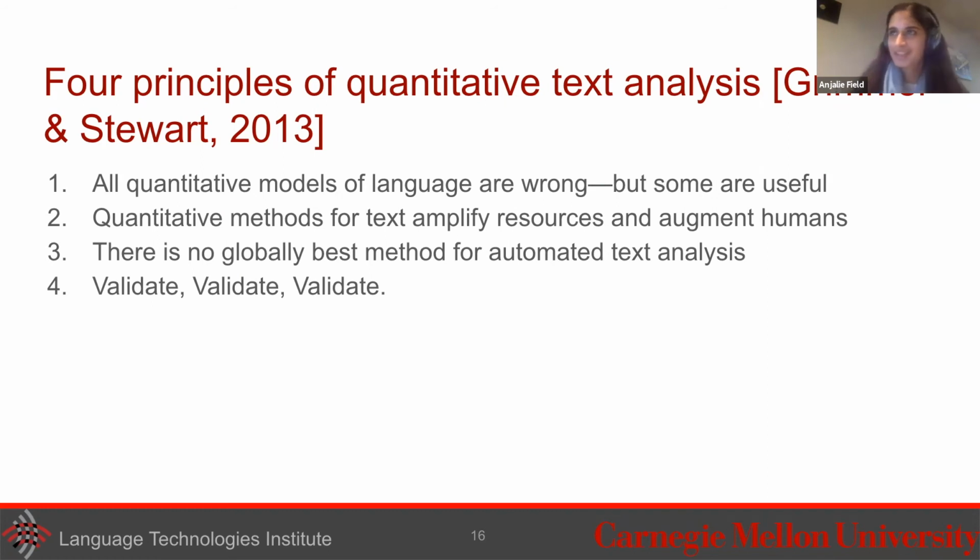So the first one is that all quantitative models of language are wrong, but some are useful. I think this is a pretty interesting starting point. That's something we often don't talk about, this base assumption that your model is going to be wrong from the very beginning.